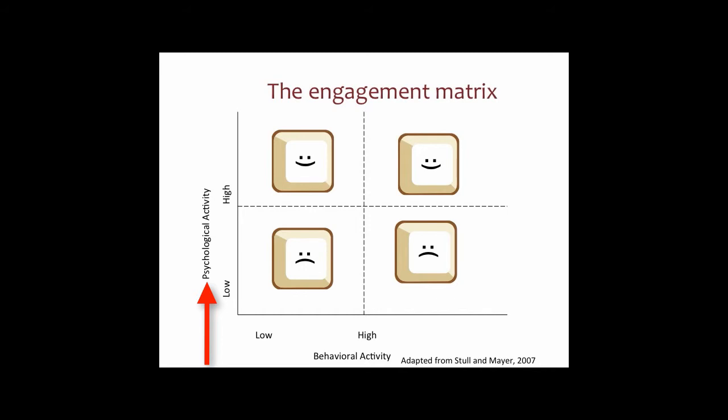Examples could be explaining a complex visual, summarizing a portion of a lesson, generating an outline or a drawing based on a lesson, or maybe even taking a practice test. So in this case, learning occurs best in the upper cells of the matrix, in the zones of high psychological activity.